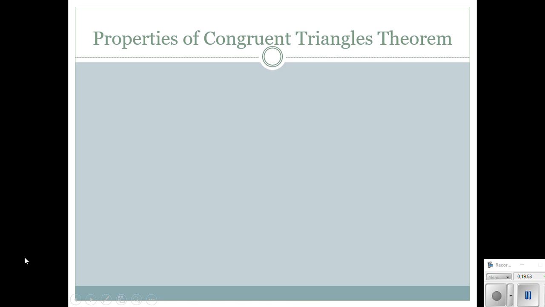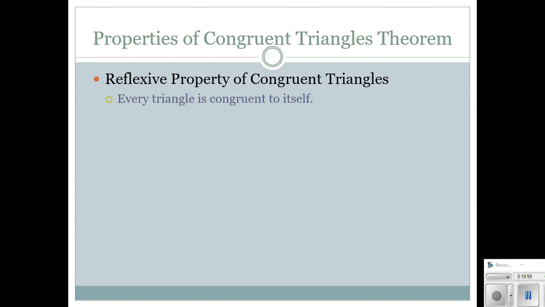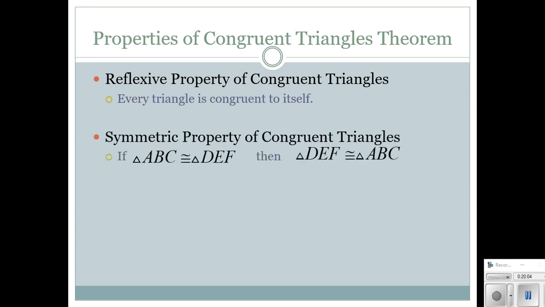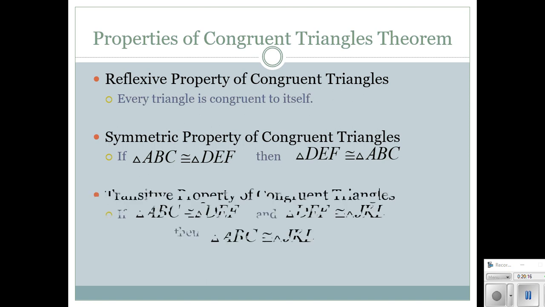So, properties of congruent triangles theorem. Reflexive property of congruent triangles: every triangle is congruent to itself. Symmetric property of congruent triangles: if triangle ABC is congruent to triangle DEF, then triangle DEF is congruent to triangle ABC. Transitive property of congruent triangles: if triangle ABC is congruent to DEF and DEF is congruent to JKL, then ABC is congruent to JKL. So we know these properties.